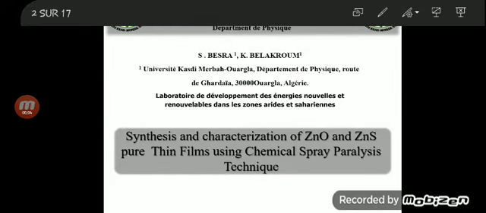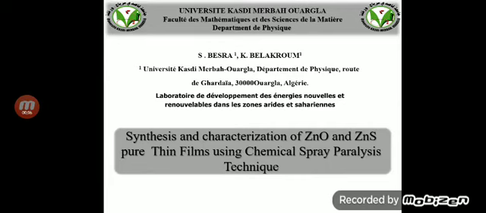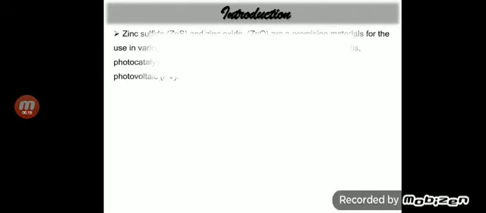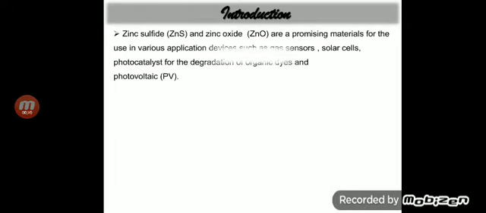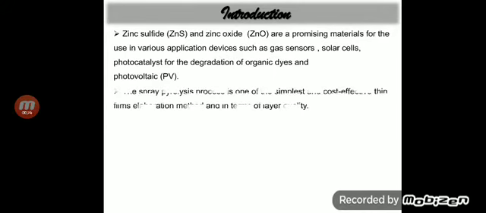Bismillahirrahmanirrahim. The presentation of Safa BESRA about synthesis and characterization of zinc oxide and zinc sulfide pure thin films using chemical pyrolysis technique. Introduction. Zinc sulfide and zinc oxide are promising materials for use in various application devices such as gas sensors, solar cells, photocatalysts for the degradation of organic dyes, and photovoltaics.